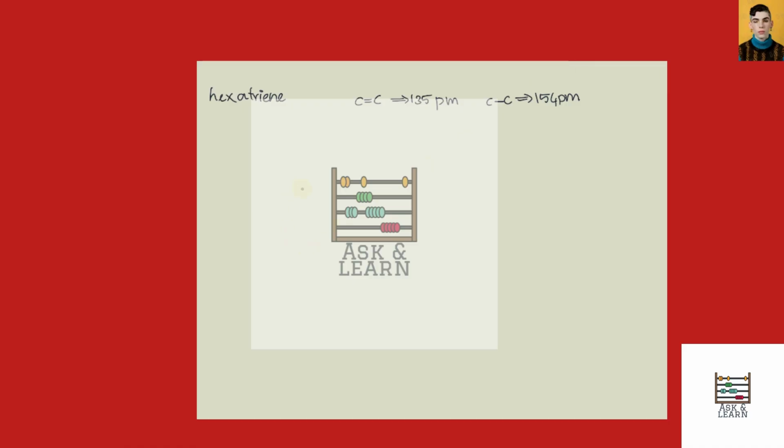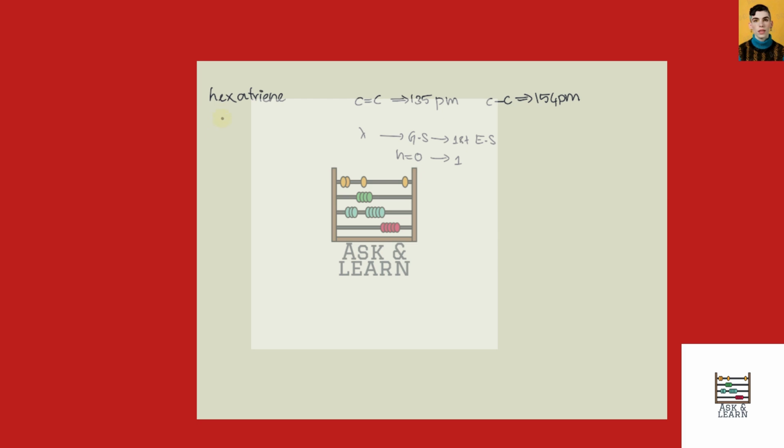Hello students. In this question, a linear molecule of hexatriene has been given, and the carbon-carbon double bond length and the carbon-carbon single bond length have been given. We have to find the wavelength corresponding to the transition from the ground state to the first excited state. So the n value corresponding to the ground state is 0 and the first excited state is 1.